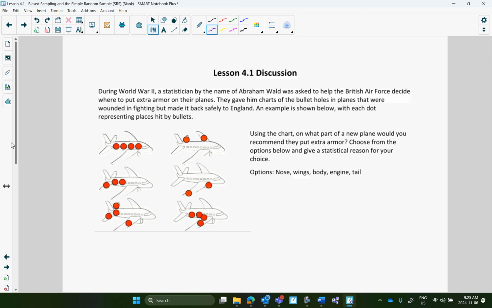In the middle of the plane? How many say in the middle of the plane? The back? The top? The front? Hang on. We put them at the front because there were no holes at the front. That's what I was saying. You put the extra armor at the nose.